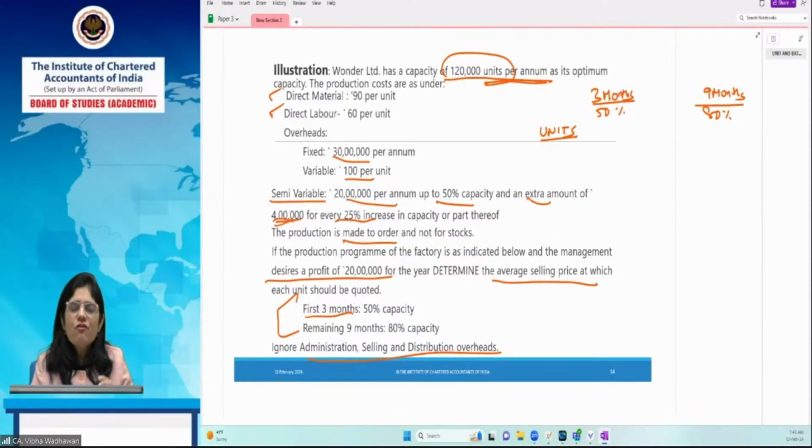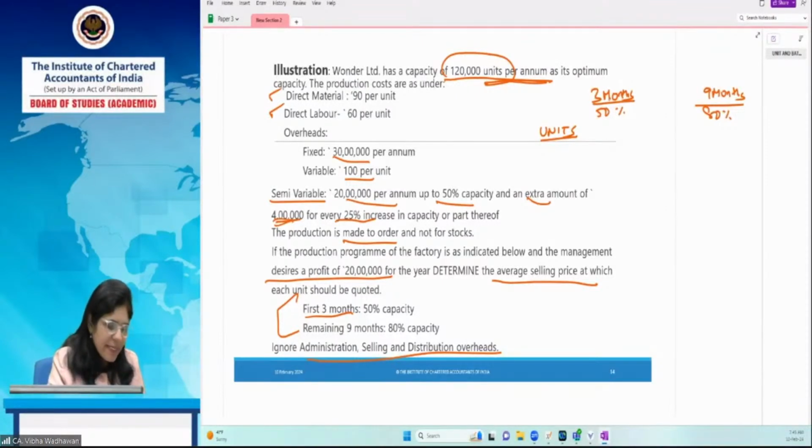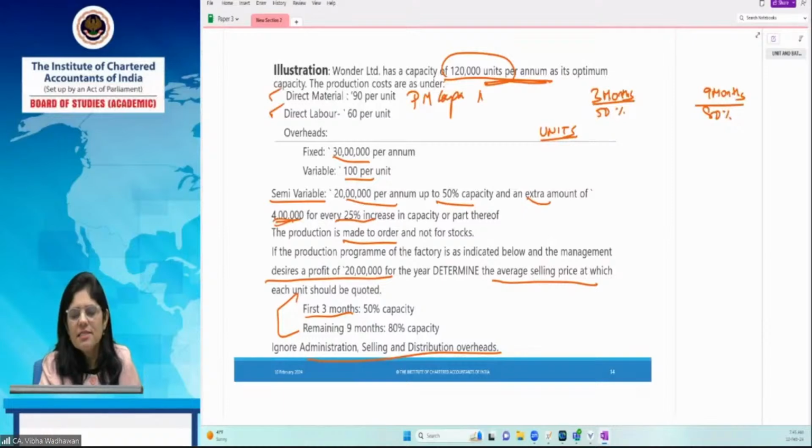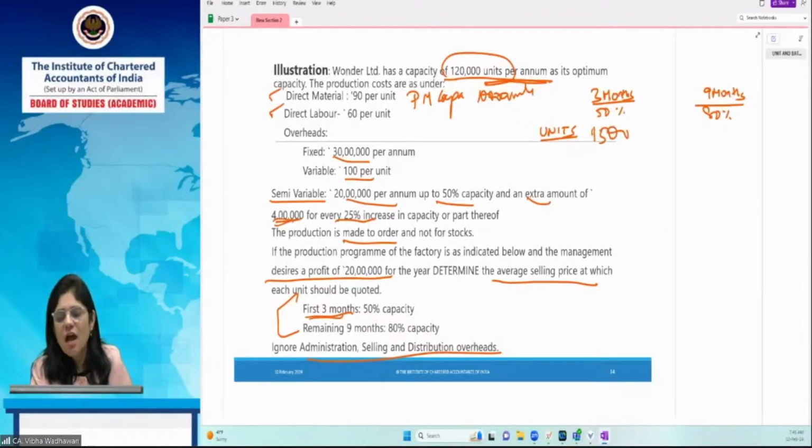Clear? So for 3 months, the capacity is... 1,20,000 is for the entire year. So per month capacity, divide by 12. Per month capacity is 10,000 units. Now you multiply by 3 months. So 3 months capacity would be 30,000. And 30,000 capacity is for the first 3 months. Then do 50%. So it is 15,000, not 60,000. Most of the students make this mistake. Clear? So it's per annum. You just calculate the monthly capacity.